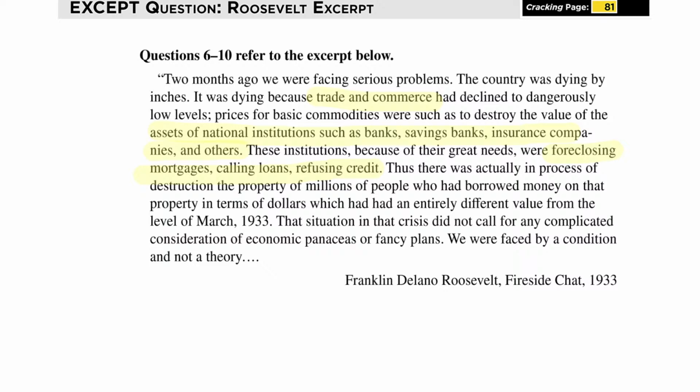Thus, there was actually, in process of destruction, the property of millions of people who had borrowed money on that property in terms of dollars, which had had an entirely different value from the level of March 1933. That situation in that crisis did not call for any complicated consideration of economic panaceas or fancy plans. We were faced by a condition and not a theory. Okay, so now we know what FDR was talking about. Let's take a look at the question.